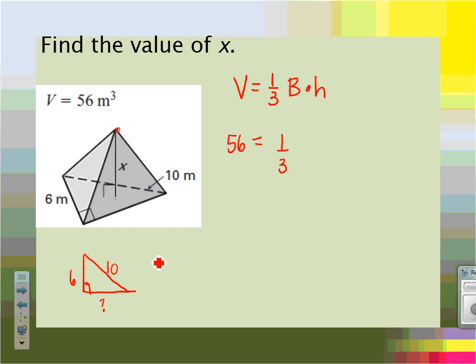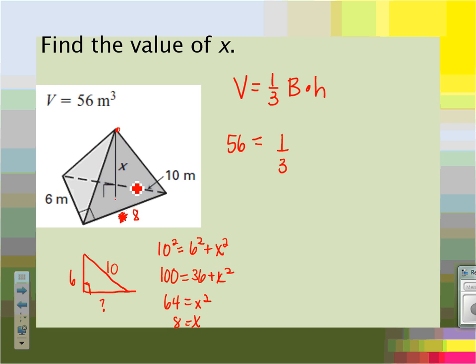Looks like I'll do the Pythagorean theorem. So 10 squared equals 6 squared plus x squared. 10 squared is 100, plus 36. I'm going to subtract 36 and I get 64 equals x squared, x equals 8. So this x right here that I was trying to find is actually 8. Now if you don't want to use x and you want to use y, that's fine.